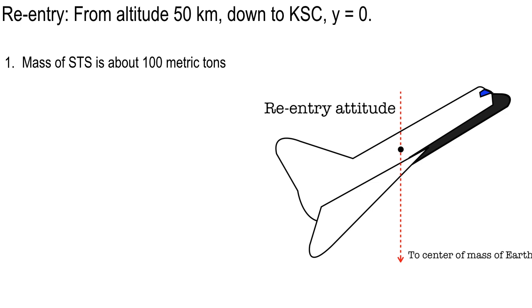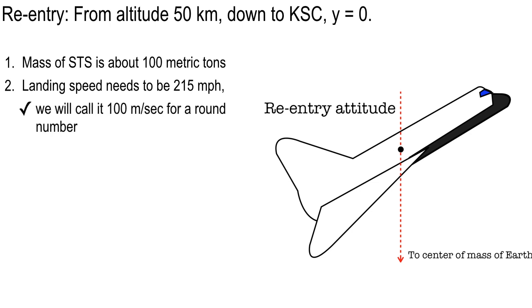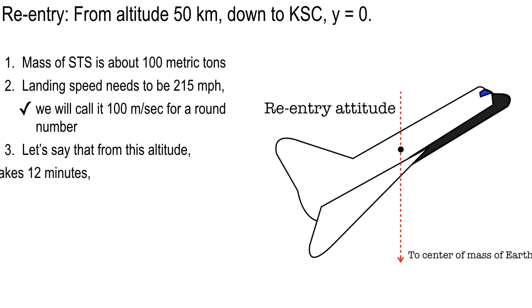All right, so here are some specs. The mass of the STS is about 100 metric tons. It's incredible. Landing speed, okay, let's use 215. That's about 100 meters per second. 250 miles an hour is pretty fast for a landing speed, but it's a really long landing strip, and they have parachutes that trail out the back to slow it down. So we'll use that for our rough number.